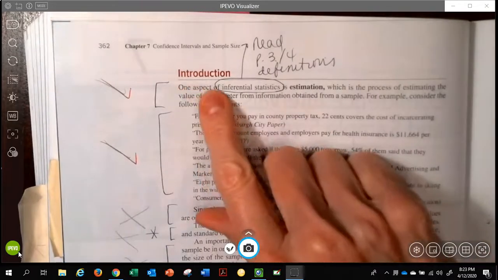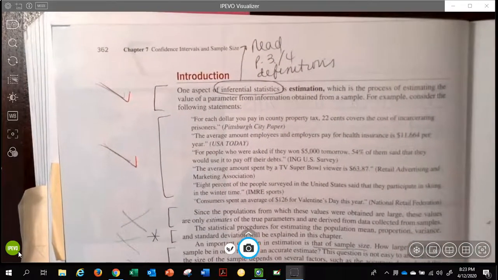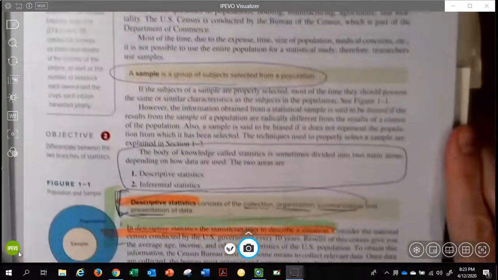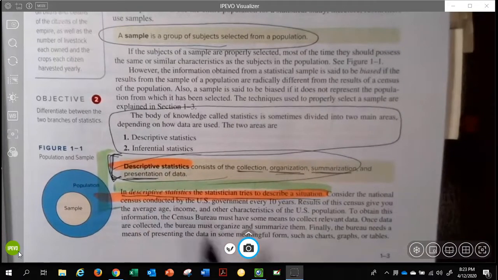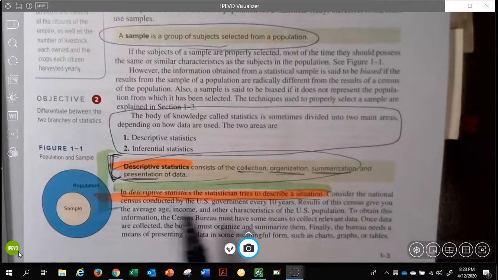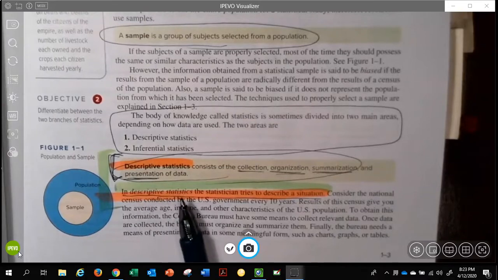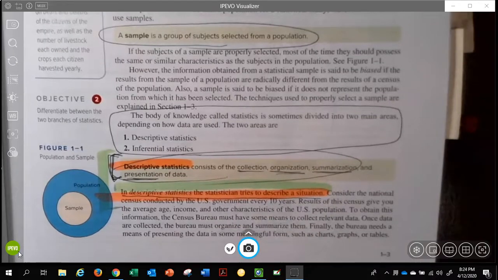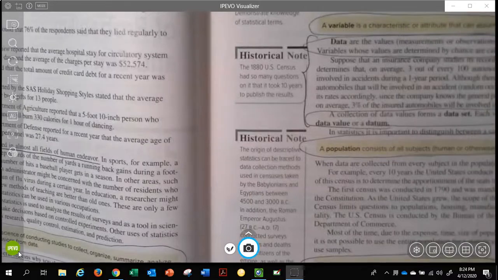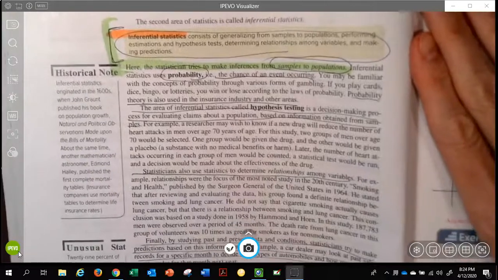So it starts out by saying one aspect of inferential statistics, and then right off the bat, let's go back to pages 3 and 4. At the very bottom of page 3, it mentions descriptive statistics. It says it consists of the collection, organization, summarization, and presentation of data, but then it says in descriptive stats, the statistician tries to, well, looky there, describe a situation. Okay, descriptive stats, we're describing. But then at the top of page 4, it says, well, here's this other one.